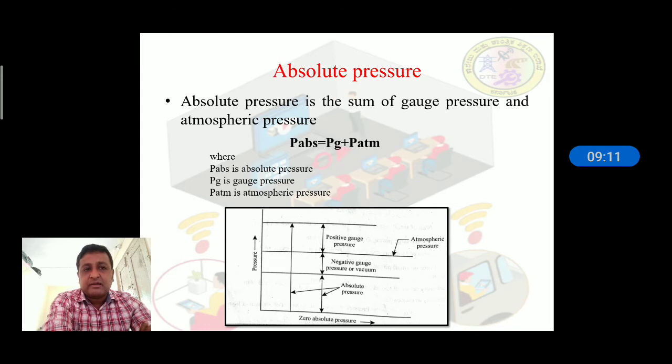In measuring absolute pressure, we add the gauge pressure, which may be a negative or positive value, to the atmospheric pressure. If we add these two values, we get the absolute pressure.